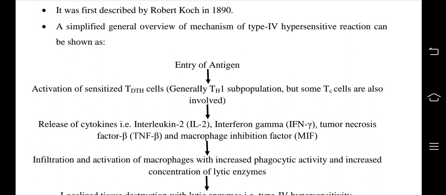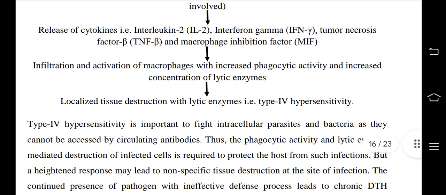Release of cytokines like interleukin 2, interferon gamma, IL-2, IFN gamma, tumor necrosis factor beta, TNF beta, and macrophage inhibition factor, MIF. Infiltration and activation of macrophages with increased phagocytic activity and increased concentration of lytic enzymes. Localized tissue destruction with lytic enzymes, type 4 hypersensitivity.